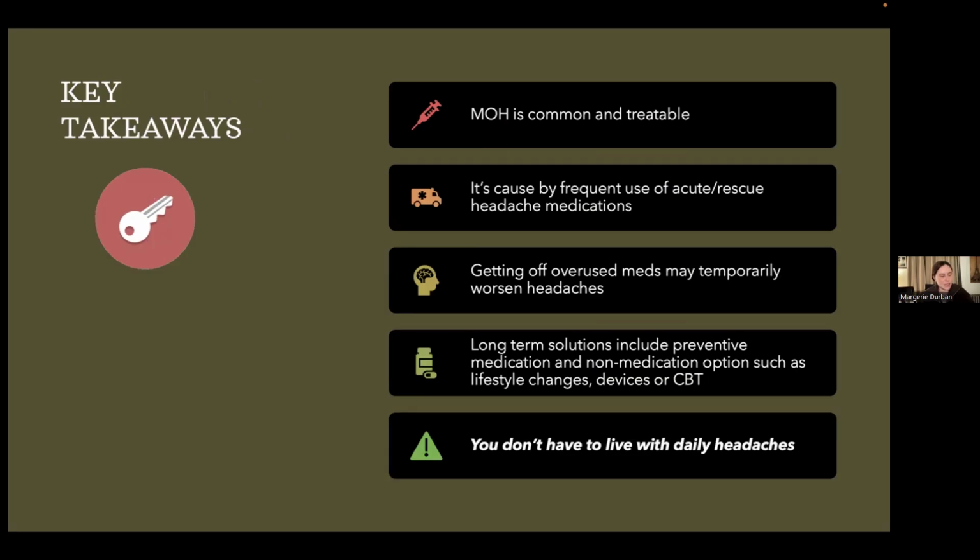So just some key takeaways for medication overuse headaches. They're fairly common and they are treatable. They're caused by the frequent use of acute or rescue headache medications. Very importantly, the neurologist will discuss with you that your headaches may get worse when you stop the overused medication. But we have bridge therapies and we have strategies to deal with that.